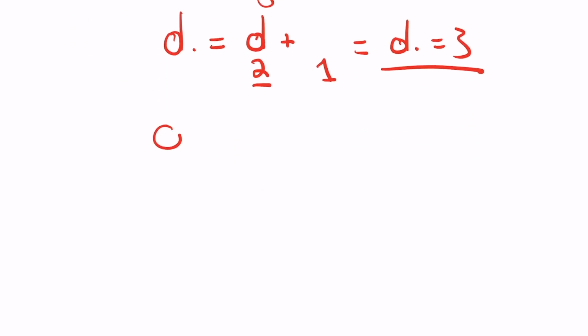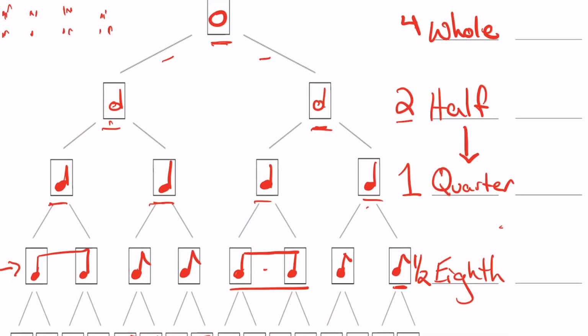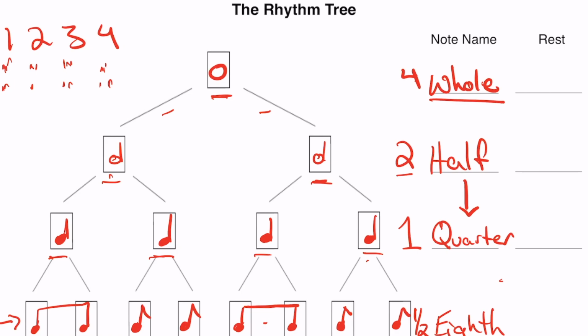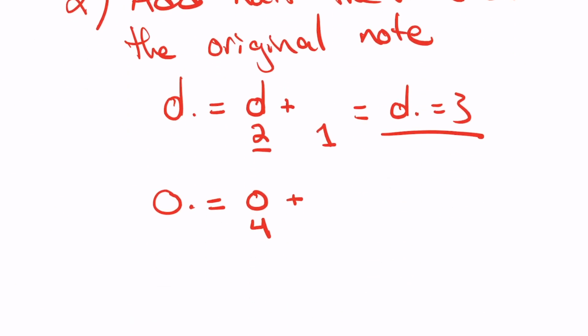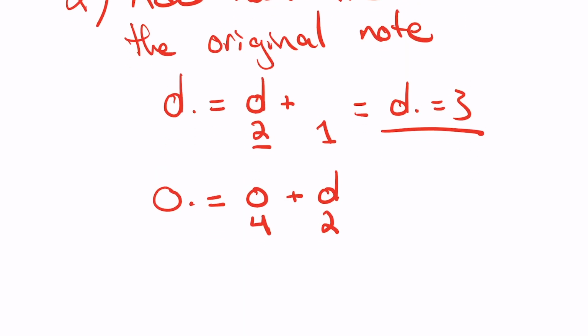Let's try a dotted whole note. Well, a whole note is worth 4 beats. Now we need to add the value of the next fastest note. Well, the next fastest note from a whole note is a half note. So we're going to add the value of a half note, which is 2. If we were going to use the other method, we would just take half of 4, which gets us 2, the same answer. So the total value of a dotted whole note is 6 beats.